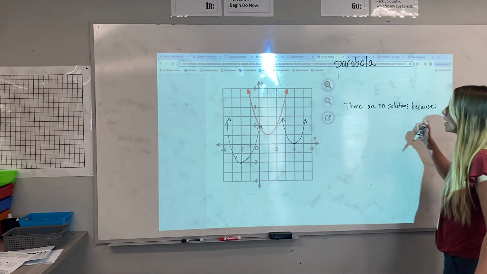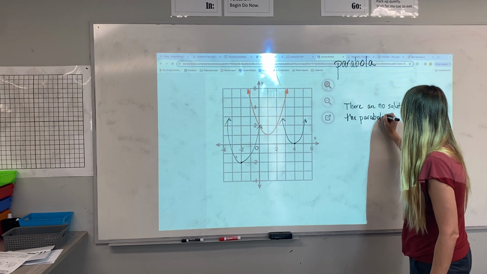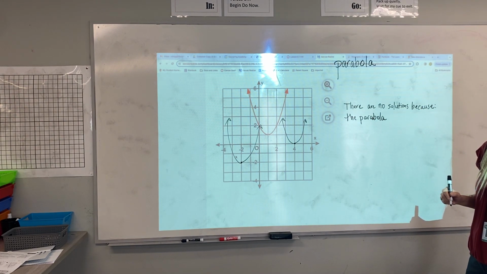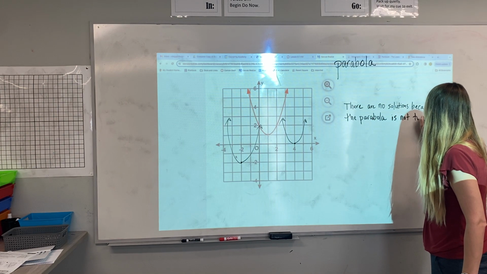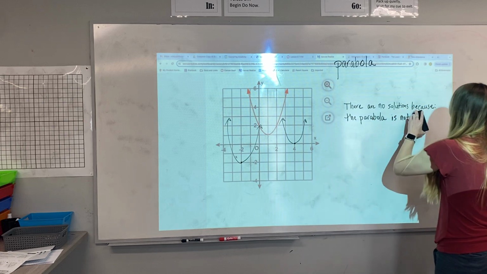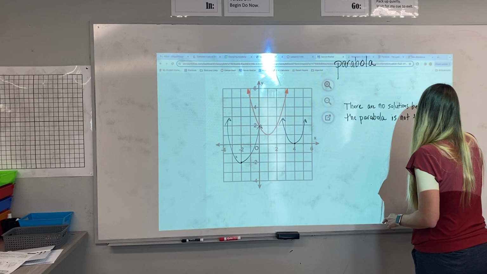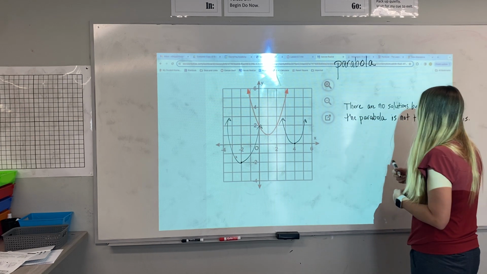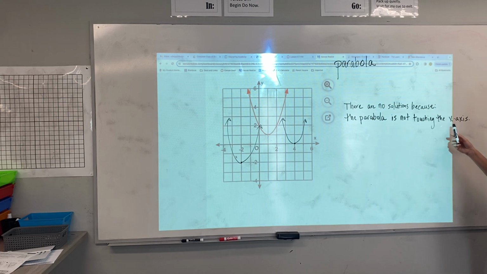There are no solutions because the parabola isn't touching the x-axis. Angeli, tell me what you wrote. Is not touching the x-axis. You could also say the function is not touching the x-axis. You could say the graph of the function is not touching the x-axis. Or you can just say the parabola is not touching the x-axis.